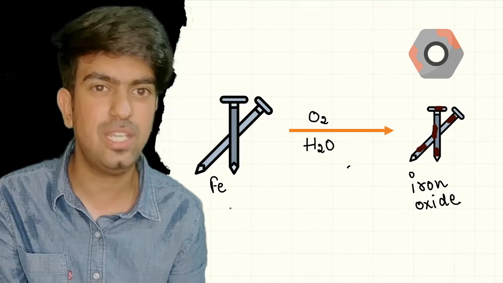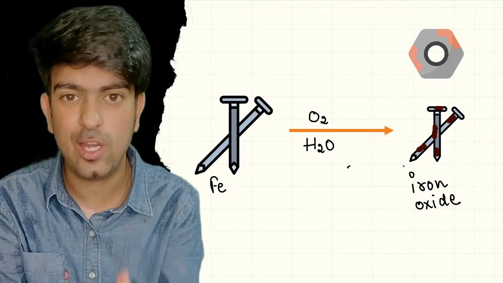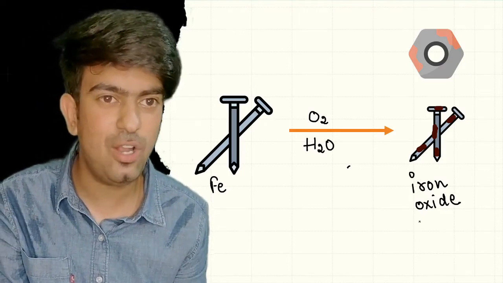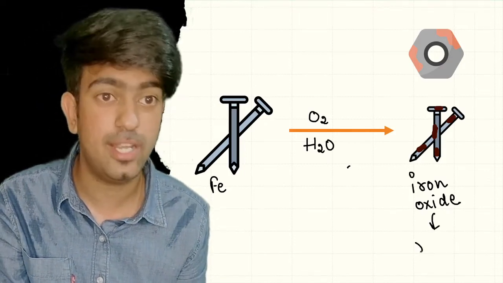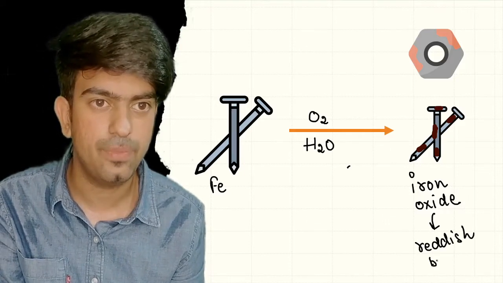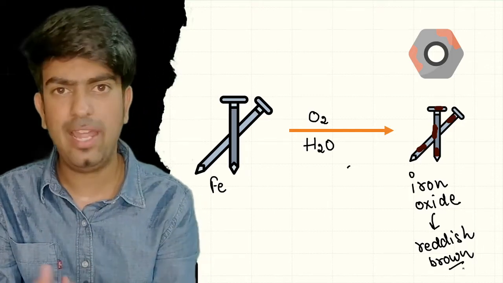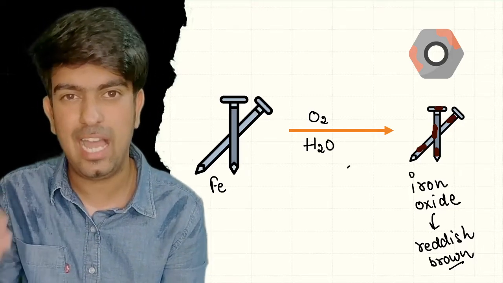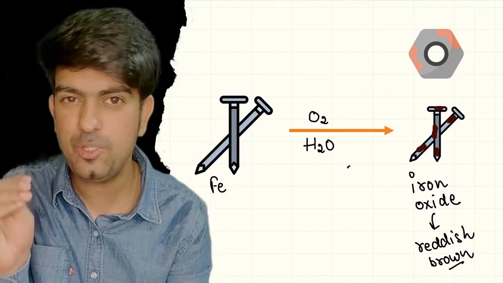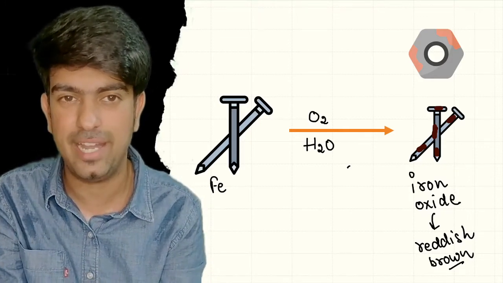So can you see this? Now there is a formation of a new substance, iron oxide. And this iron oxide, if I talk about its color, it is reddish brown in color. Now I hope that it's clear to you all कि iron के ऊपर reddish brown color जैसा क्या होता है? That is actually iron oxide.